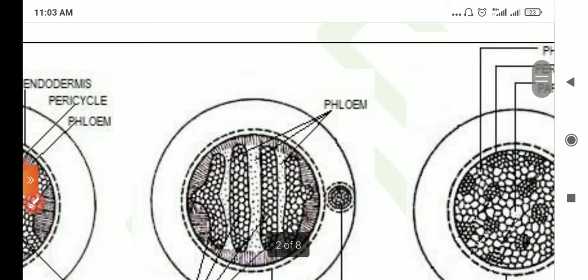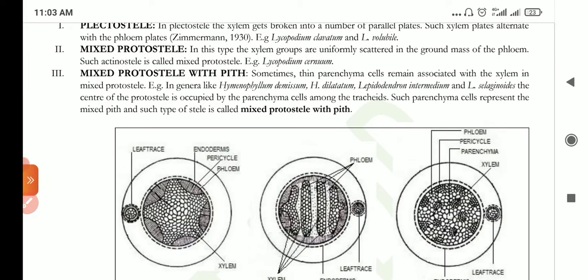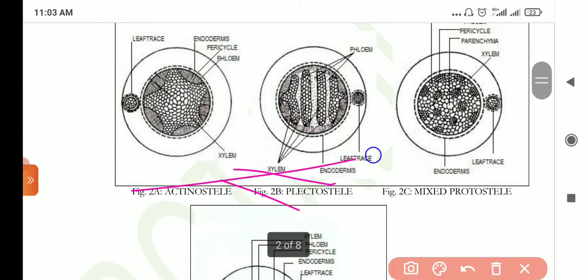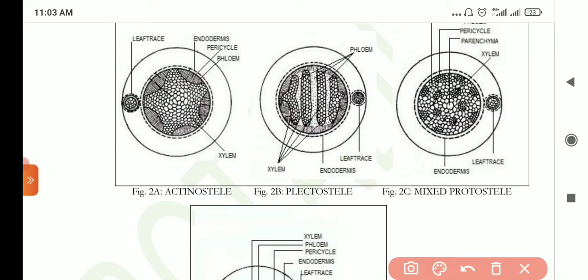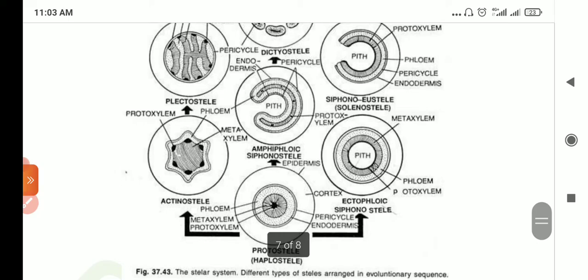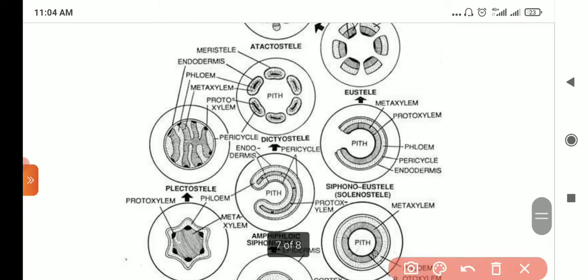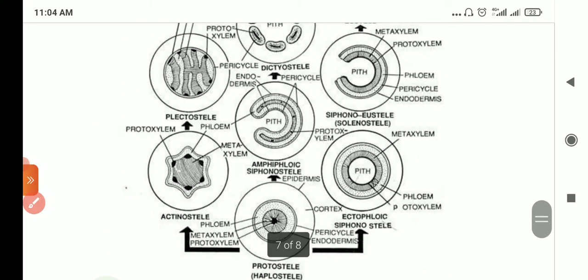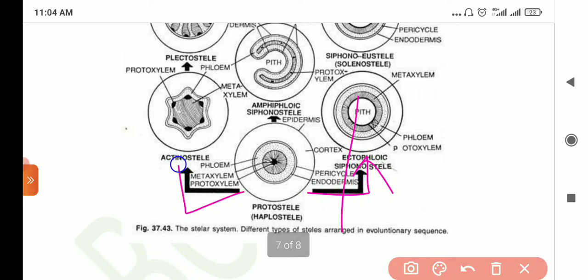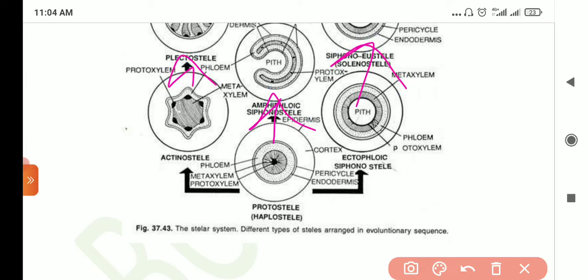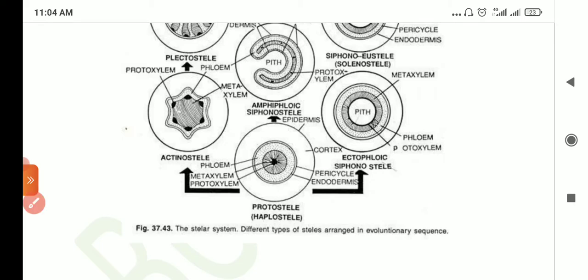Now again girls, you have to draw these diagrams, that's how you will understand them, okay. But let me tell you that you don't have to draw these diagrams in between. I would prefer if you just wrote down all the words, and then you just draw this big chart, this one, okay, which shows how they evolve. So you see these arrows? From this protostele, okay, you get the actinostele and the ectophloic siphonostele, then you get the amphiphloic, they're giving you arrows showing you how they evolve, okay. I would prefer if you stick only with this diagram, okay.